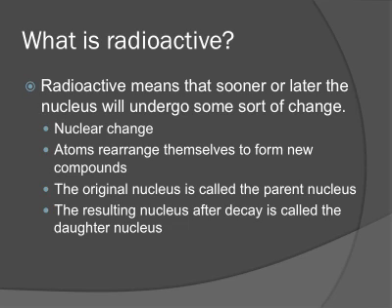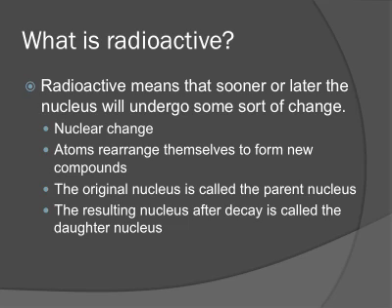We've been talking about radioactive, but what is it? Radioactive elements eventually will undergo some sort of change. We call this a nuclear change because we're talking about a change in the nucleus. We're going to add or take away neutrons. Atoms are going to rearrange themselves to form new compounds.